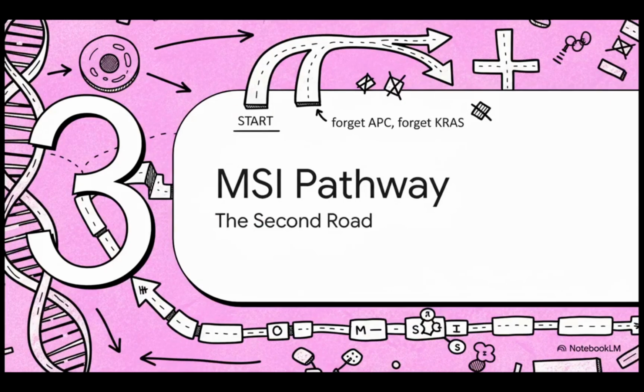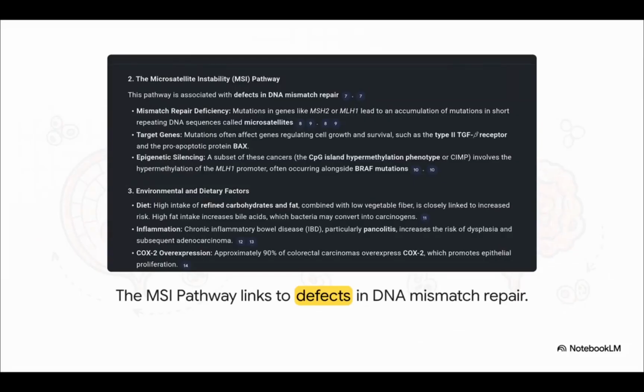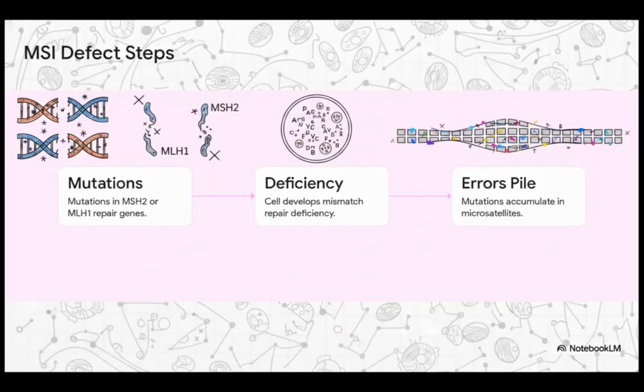All right, Section 3, the MSI pathway. Let's reset the map entirely. Forget APC, forget KRAS. We're heading back to that initial fork in the road to check out the second major genetic path. What's really wild about this second path is its entirely different starting point. It's driven by defects in DNA mismatch repair. So instead of knocking out a specific tumor suppressor right out the gate, the cell just loses its molecular spell checker. And that brings us to your flowchart for MSI.